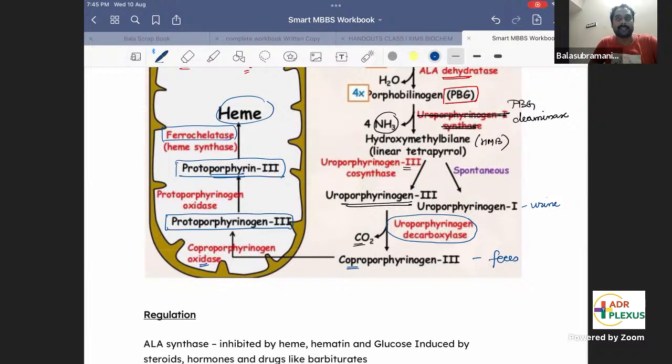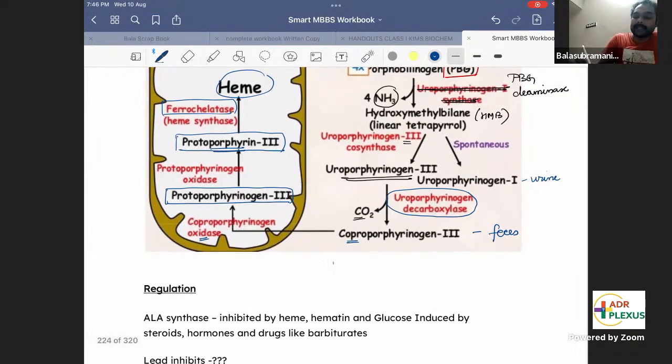If you see carefully, this is a very, very simple pathway, but in the NEET exam, two questions have been asked from this single page of the workbook. The first question: which is the rate limiting step of this pathway? Last class itself, I told you the difference between rate limiting and regulatory steps. The rate limiting step is ALA synthase.